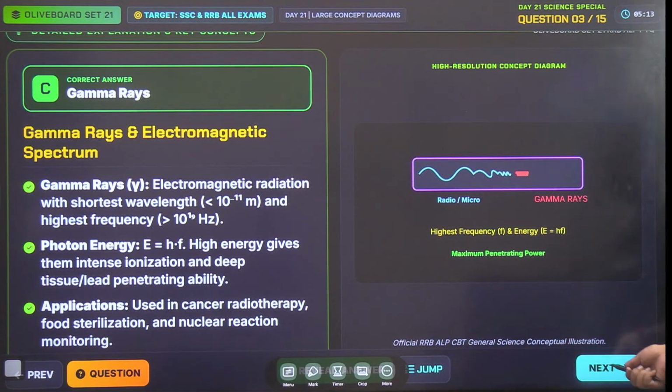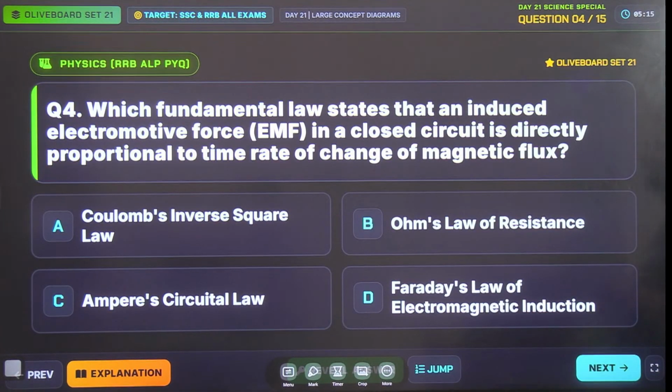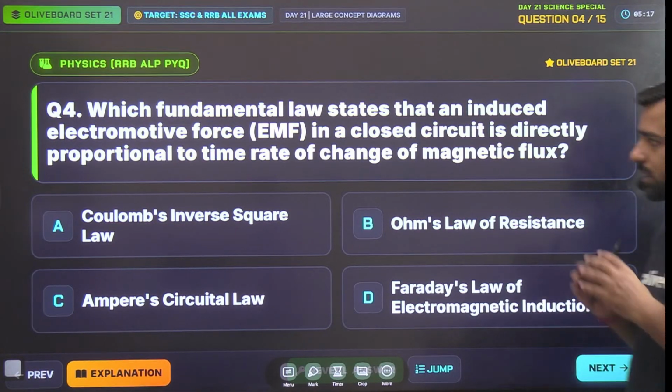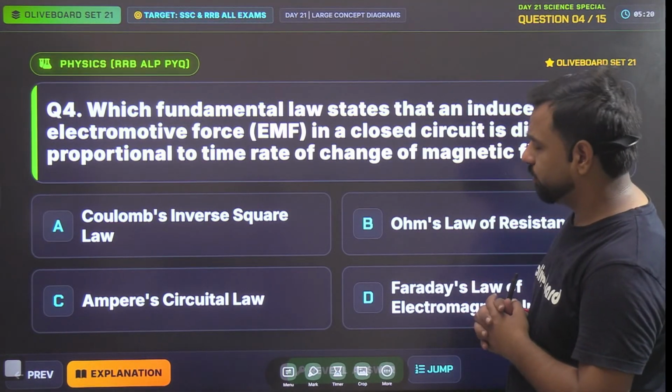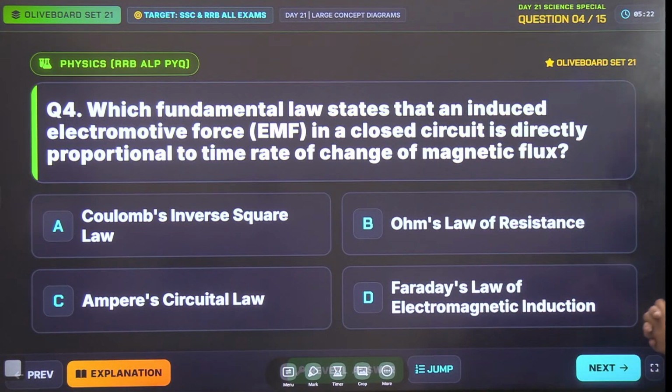Okay, next, which fundamental law states that an induced electromotive force in a closed circuit is directly proportional to the time rate of change of magnetic flux? So you have 4 options here. What do you think should be the correct answer?